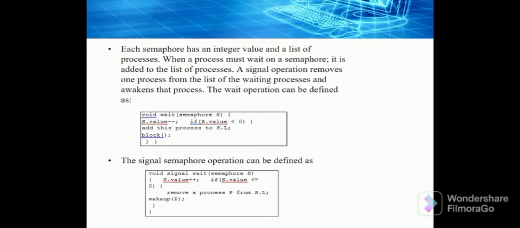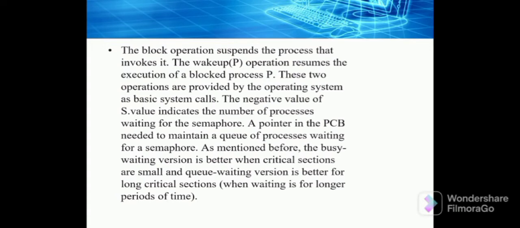The wait operation can be defined as this code: wait(semaphore S), if value is less than 0, add the process to the list and block. The signal operation can be defined as this code: void signal(semaphore S), value increments, and if S value is less than or equal to 0, remove a process from the list and wake it up. The block operation suspends the process that invokes it. The wakeup(P) operation resumes the execution of the blocked process P.